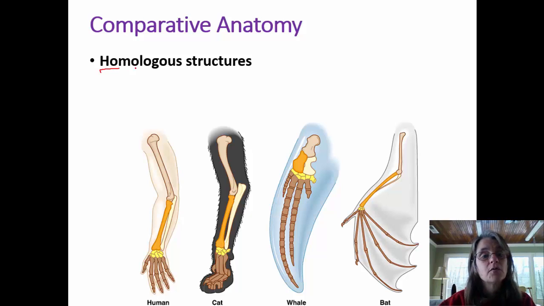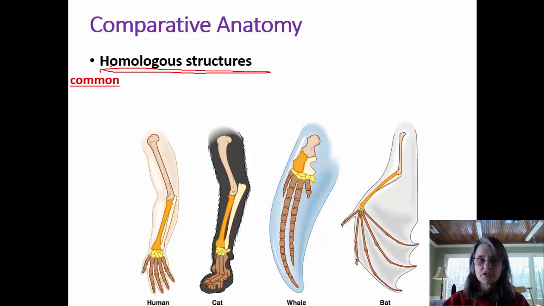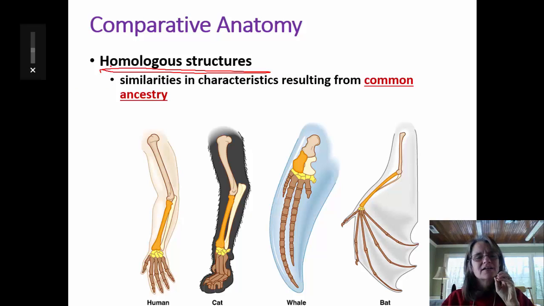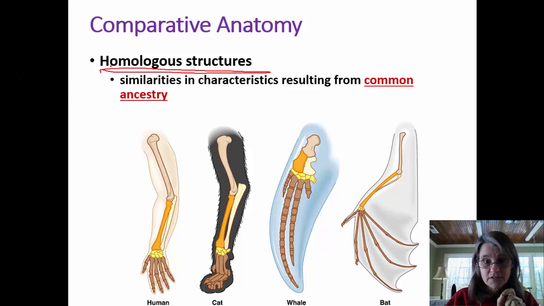Okay, so what we were just talking about is called homologous structures. You need to know this term here. Okay, it comes up again and again. Homologous structures are similarities in characteristics that result from common ancestry. So these are real clues to evolutionary relationships. These organisms are probably related at some point in the past.